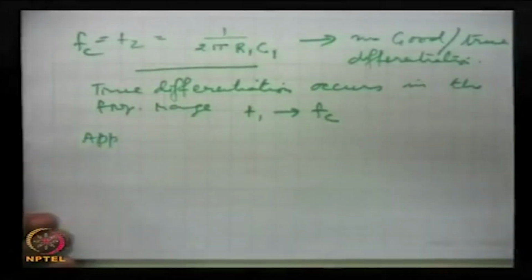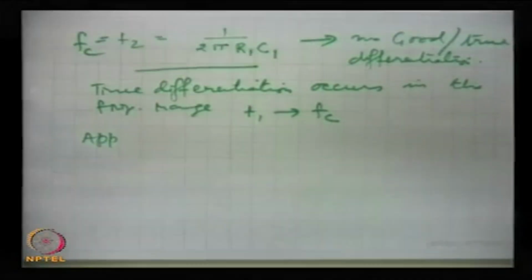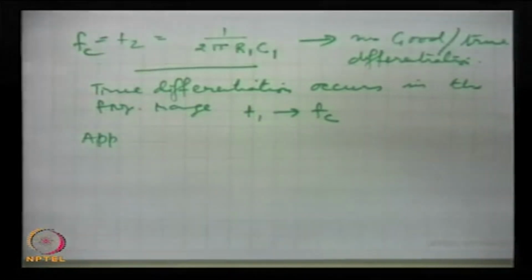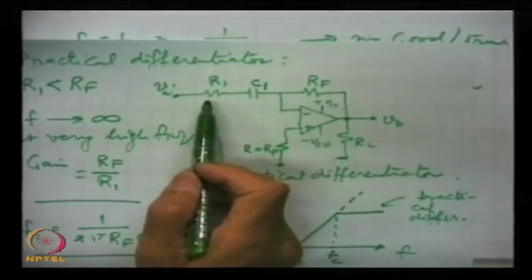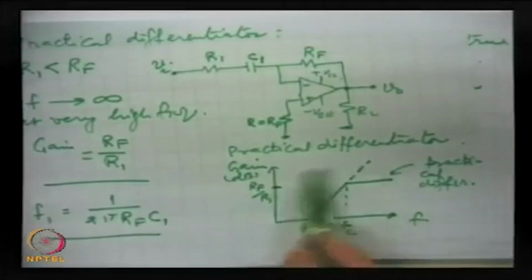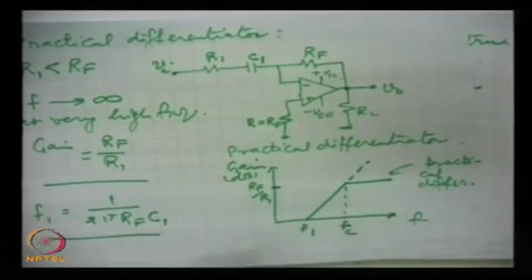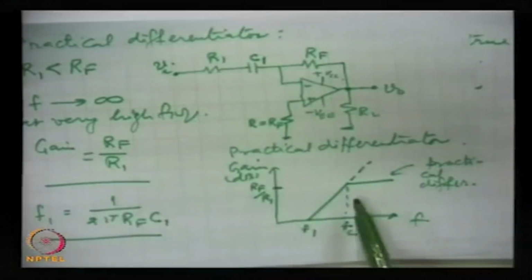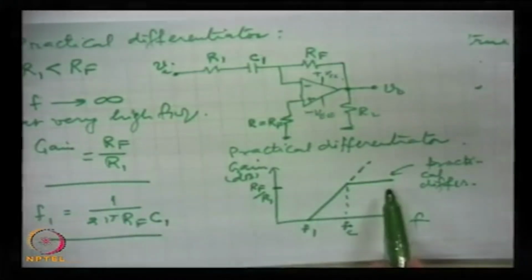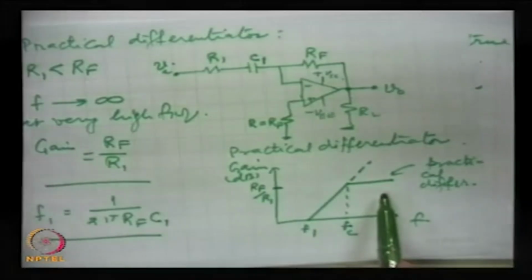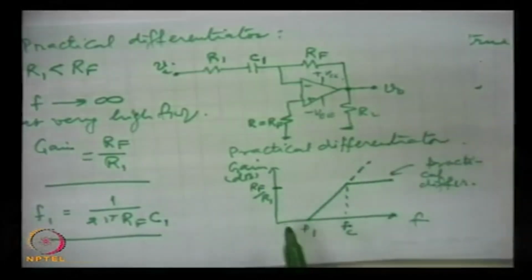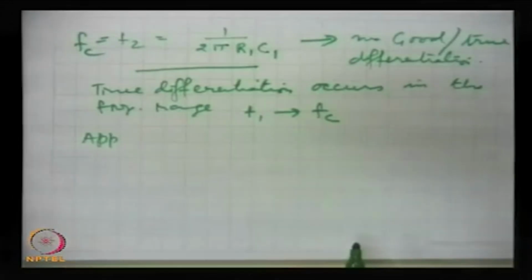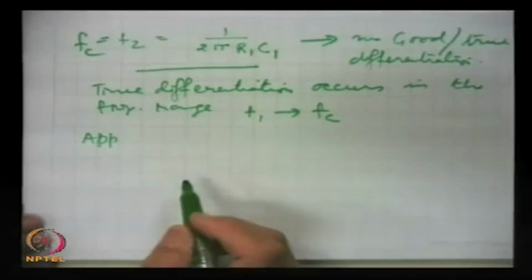About applications, this we have discussed. So, the basic circuit is not used for the differentiator, but this circuit is used with the inclusion of resistance R1, and this is the frequency response of the practical differentiator. The inclusion of R1 puts a limit on the high frequency, that means it saves the circuit from instability of very high gain, and so a true differentiation occurs between the range f1 and fc.